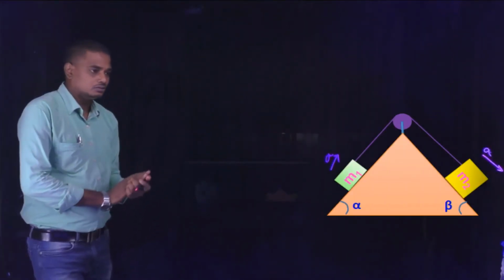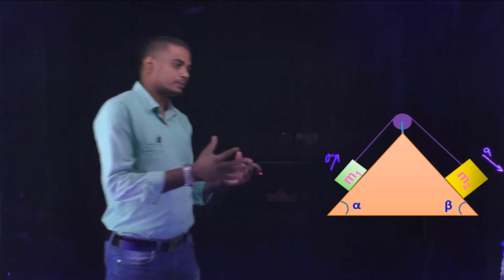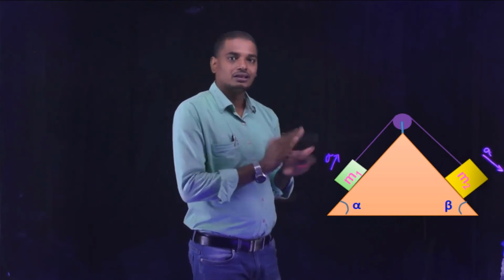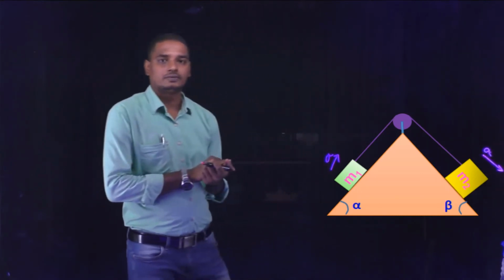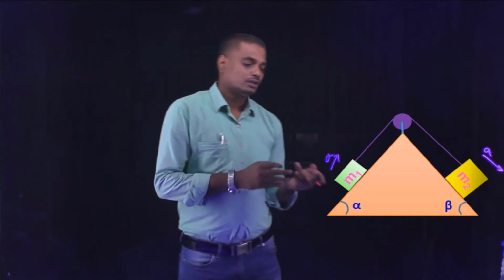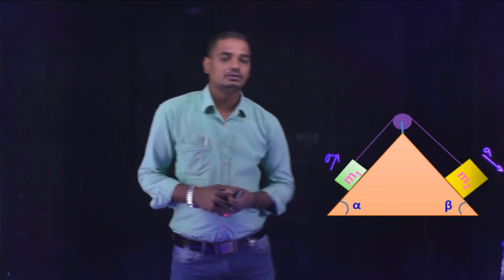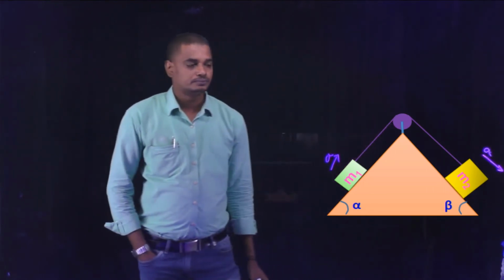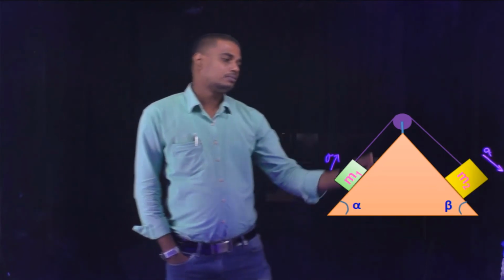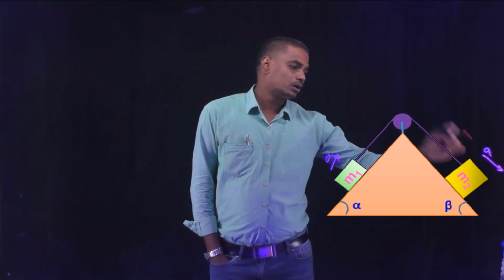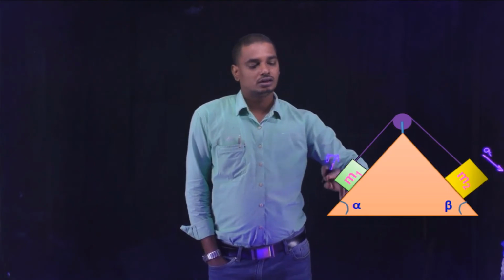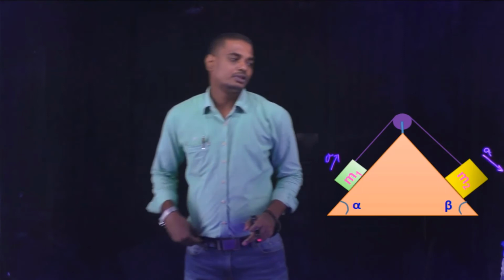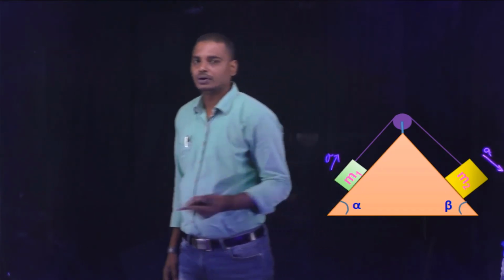Okay students, now let us solve the problem when it is given like this. There are two blocks placed on smooth inclined surfaces, with angles of inclination alpha and beta. The first block has mass m1 and the second block has mass m2. As the mass m2 is greater than m1, the block m2 is sliding downwards in this direction and the block m1 is moving in this upward direction. So let us solve the problem by drawing the free body diagrams.